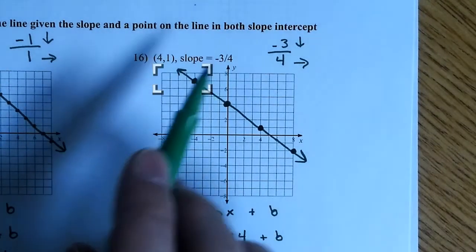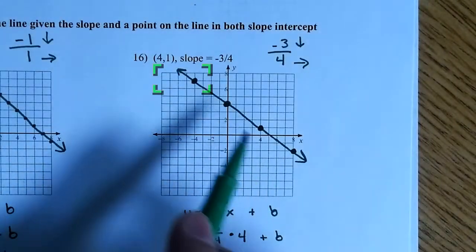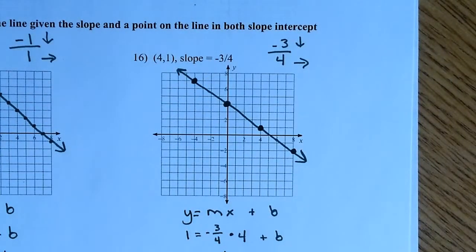Notice my slope is negative. This is a negative slope right here. So that's a way of double checking, making sure we are correct. So excellent work on that one.